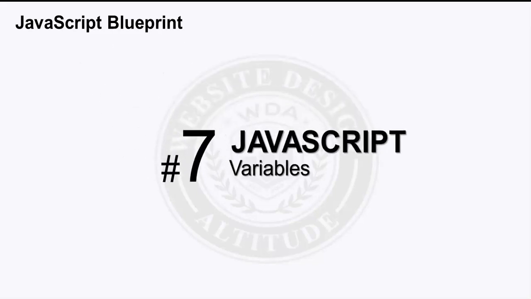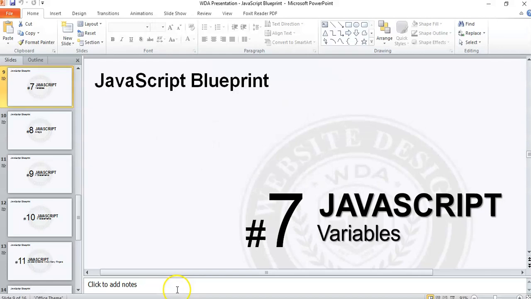We're going to be talking about JavaScript variables. And what are variables? Variables are containers for storing data values, basically. So without wasting much of our time, let's go ahead and dive into this and see what a variable is all about.